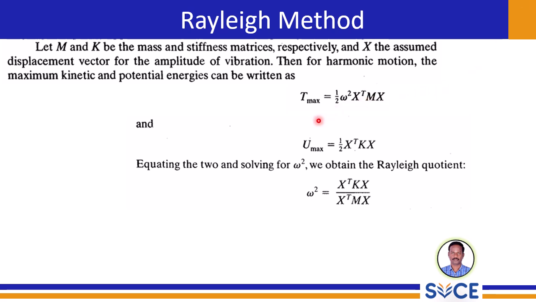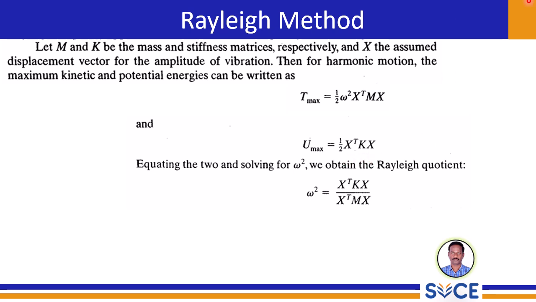Hence, the maximum kinetic energy is given as Tmax equals half omega square X transpose M X, and the maximum potential energy is given as Umax equals half X transpose K X. Here X transpose denotes the transposed displacement vector. Now, applying Rayleigh's principle, we equate maximum kinetic energy to maximum potential energy.